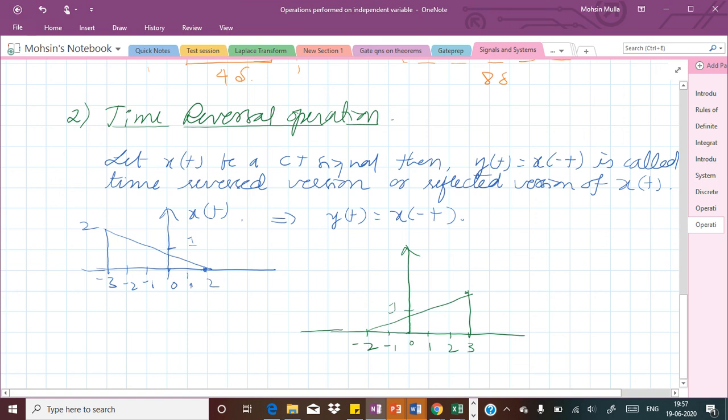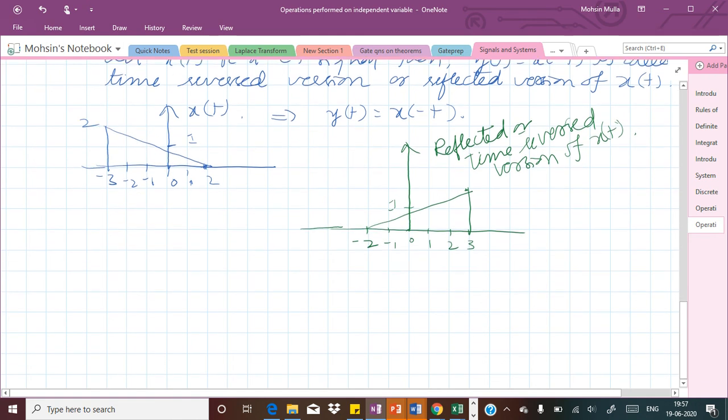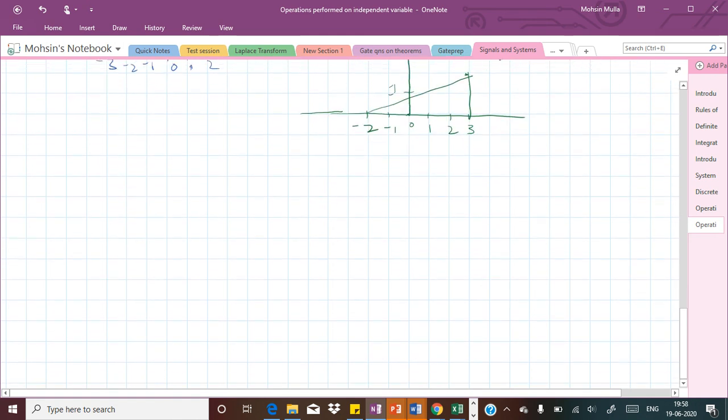of t. Okay, so this is reflected, or you can say time reversed. So this is how we can obtain the time reversed version of the given signal x of t. We are going to use this in many practical problem solutions, so at that time we can understand it in more detail.